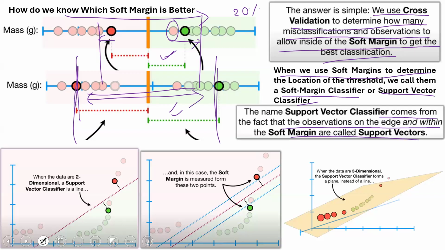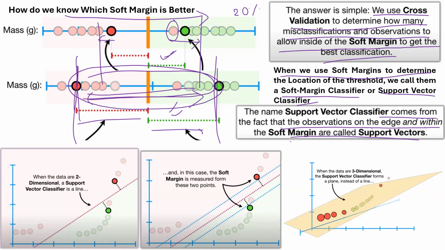The name support vector comes from the fact that the observations on the edge and within the soft margin. So this is the soft margin now, right? So all the points within the soft margin are called support vectors. Okay. So that is the reason why the name support vectors came into picture.